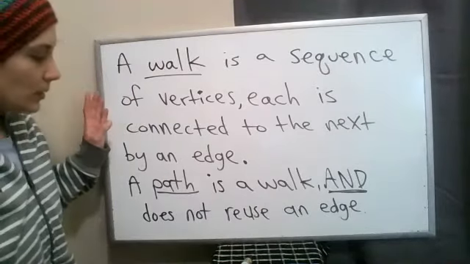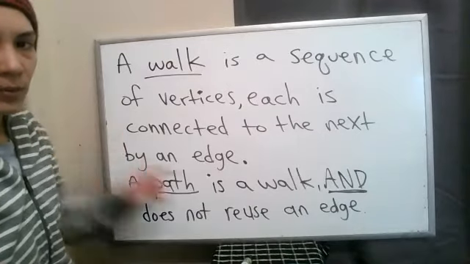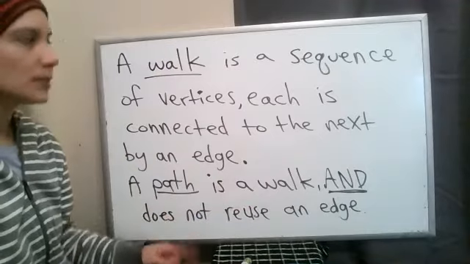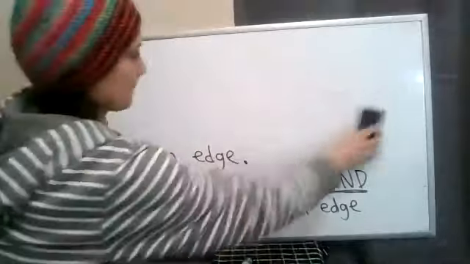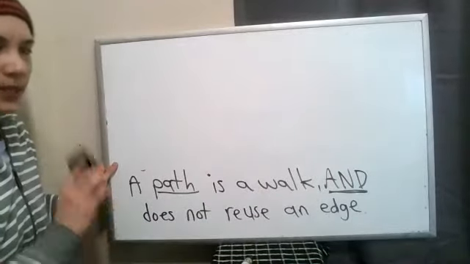Okay, and the last one is called a circuit. So there's walk, and then a path is a walk plus one more rule, and a circuit is a path with one more rule. So a circuit is a path that starts where it ends.